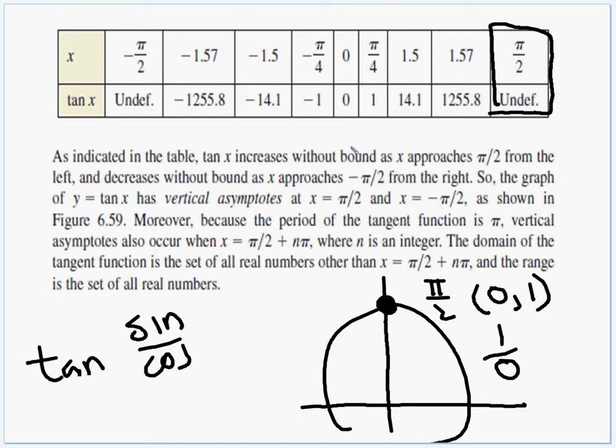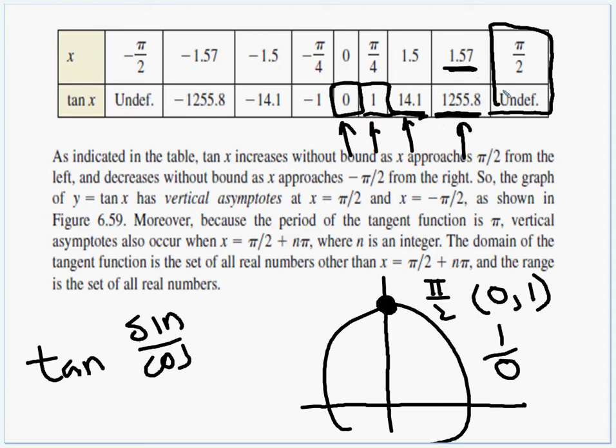So what we're looking at here, we're getting close to pi over 2. 0's close, but not too close. Pi over 4, and then we get 1.5, 1.57. And that's very, very close to pi over 2. What is going on with our y values? Well, at 0, our y value is 0. At a quarter pi, it's 1. At 1.5, we jump up to 14.1. When we go one more decimal spot, we're up over 1200.